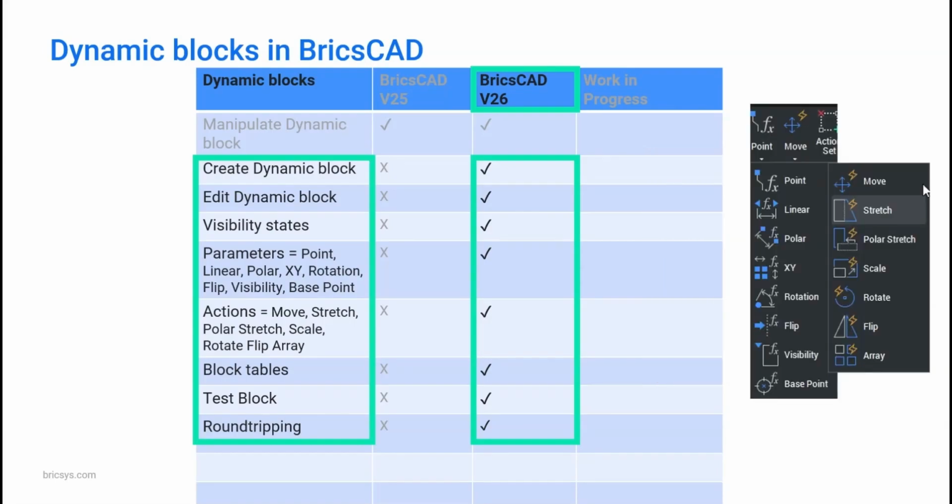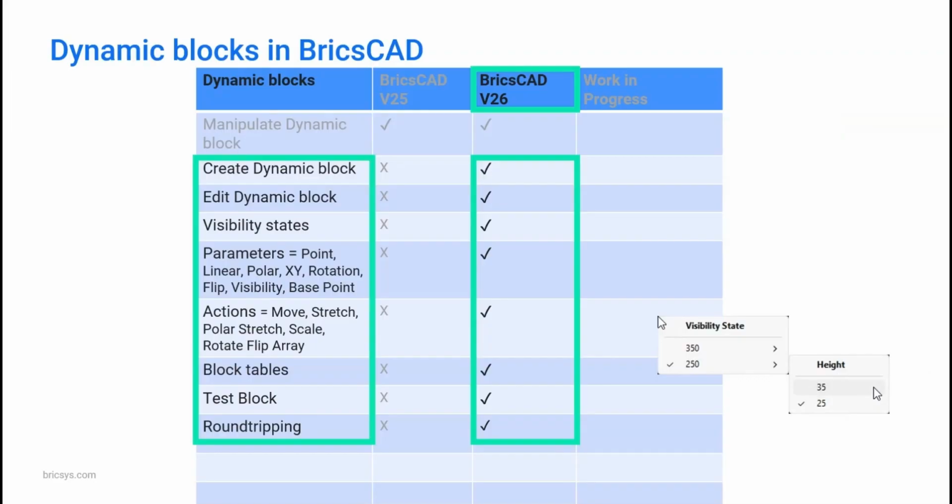Next, we have action parameters, and these are used to change multiple entities all at once. So you'll first define the parameters and then define the actions. Parameters are things like points, linear, visibility. Those can be adjusted via the Properties panel, so it's easy to fine-tune them after creation. And our actions, those things that move, stretch, or flip, they control how the block responds to changes. Now, action properties cannot be edited via the Properties panel after creation, so you'll need to set those properties during the initial setup process.